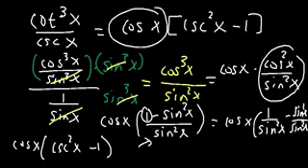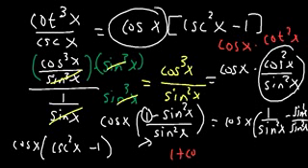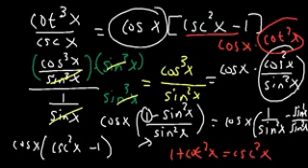Now, there's something else that we could have done too. We could have made it cotangent squared, because you need to know that 1 plus cotangent squared is equal to cosecant squared. Therefore, cotangent squared is cosecant squared minus 1 if you rearrange this equation. So that's another way that it could be done, but I wanted to show you both ways.